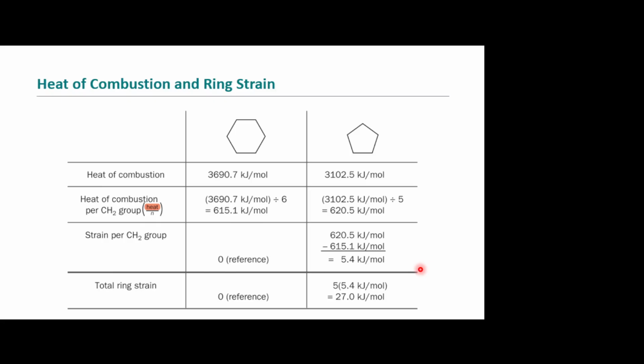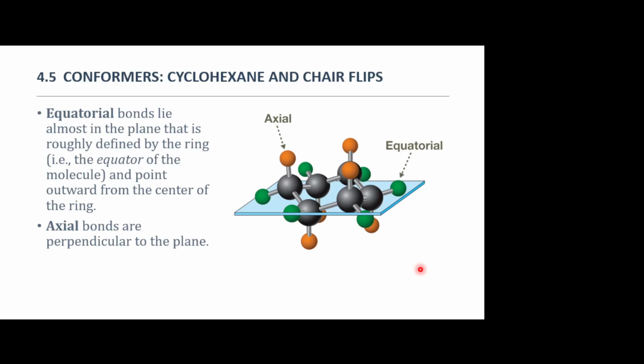You should have a very good idea of this. So the equatorial bonds are going to line the plane that is roughly defined by the ring. If you take the ring and line as much of it as possible into a single plane, the equatorial ones are going to be on that plane, essentially. The axial bonds will be perpendicular to that plane.